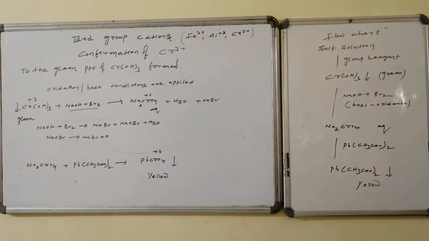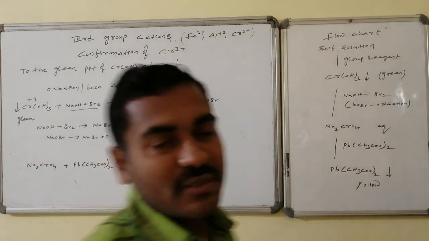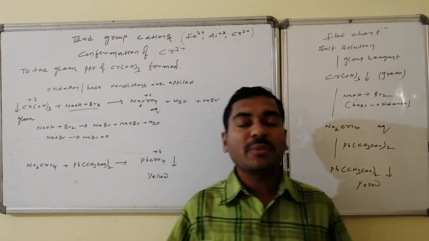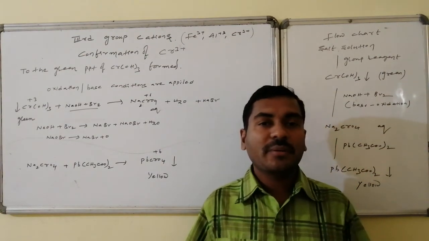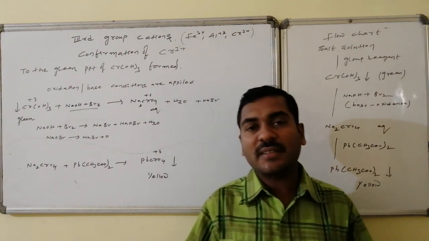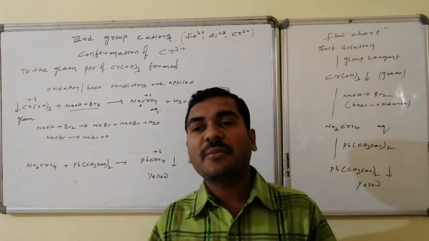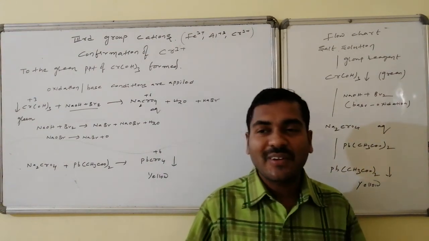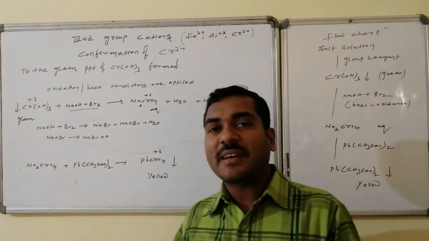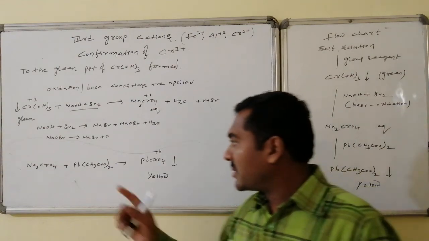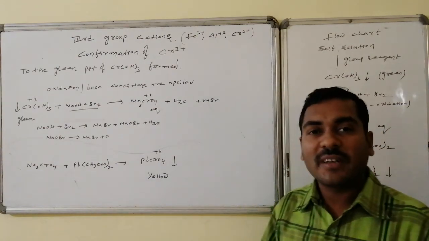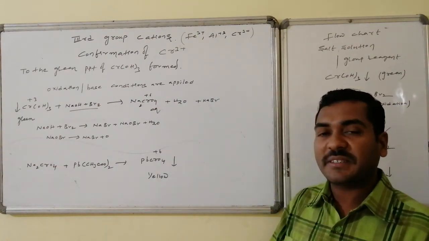Confirmation test for chromium: chromium forms with the group reagent as chromium hydroxide, a green color precipitate. This green chromium hydroxide precipitate, on reaction with a base followed by an oxidizing agent, sodium hydroxide followed by bromine, undergoes oxidation and forms sodium chromate, which is an aqueous solution. The sodium chromate on reaction with lead acetate forms lead chromate, which is a yellow color precipitate.